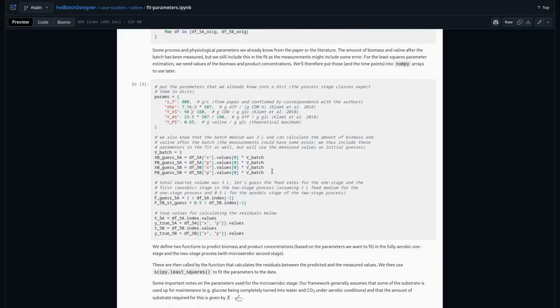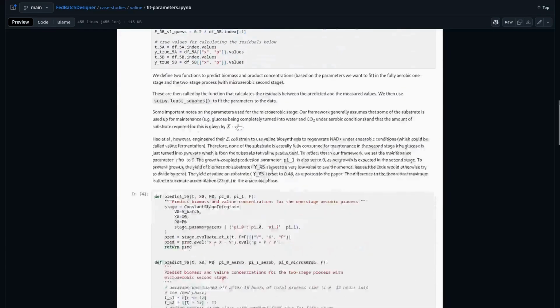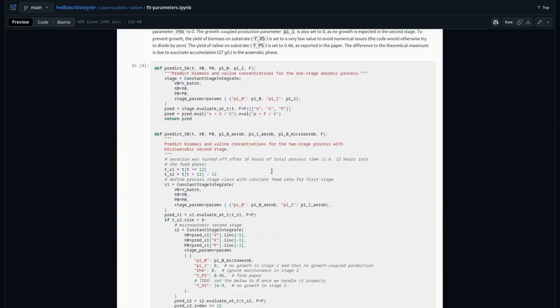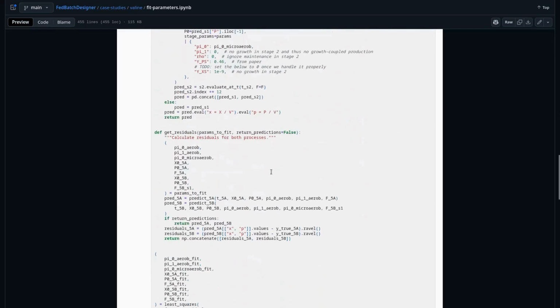For each figure, we set up a function for predicting biomass and product concentrations and assume a constant feed rate. We do that with our parameters and initial guesses, as well as the unknown production rates pi1 and pi0. We then define a function that returns the residuals between the predicted and the measured values and use this in our least squares fit of the required parameters.